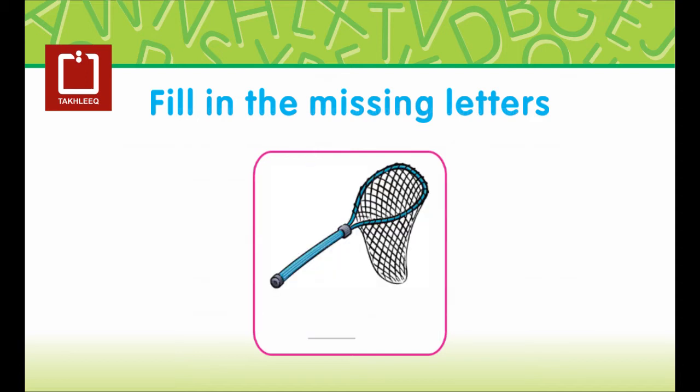Here we see the picture of a net. Here is written dash E T. The spellings of net are N E T. Net. Here letter N is missed, so we write here N.